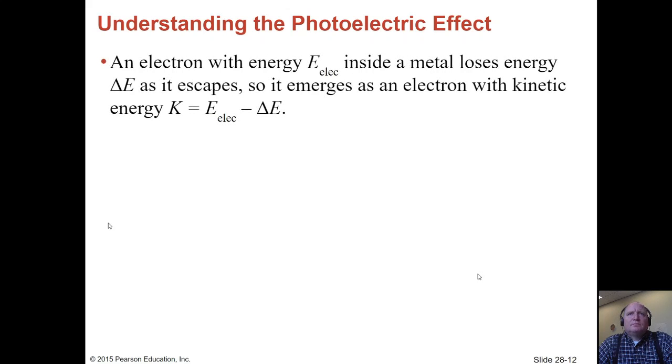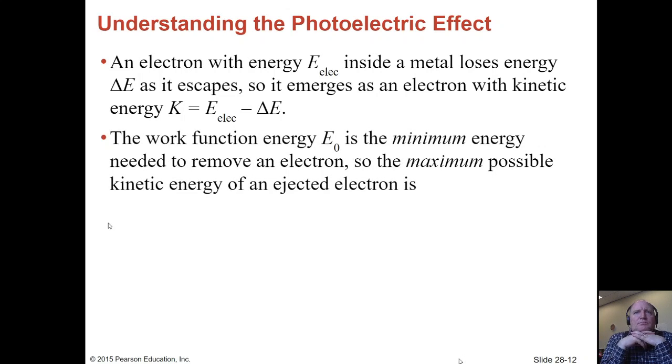An electron with energy E electron inside a metal loses energy delta E as it escapes, so it emerges as an electron with kinetic energy K, which equals whatever that electron's energy was to begin with minus whatever change allows it to escape. The work function energy, E naught, is the minimum energy needed to remove an electron. So the maximum possible kinetic energy of an ejected electron, K max, is whatever energy the electron started with minus the work function energy, E naught.